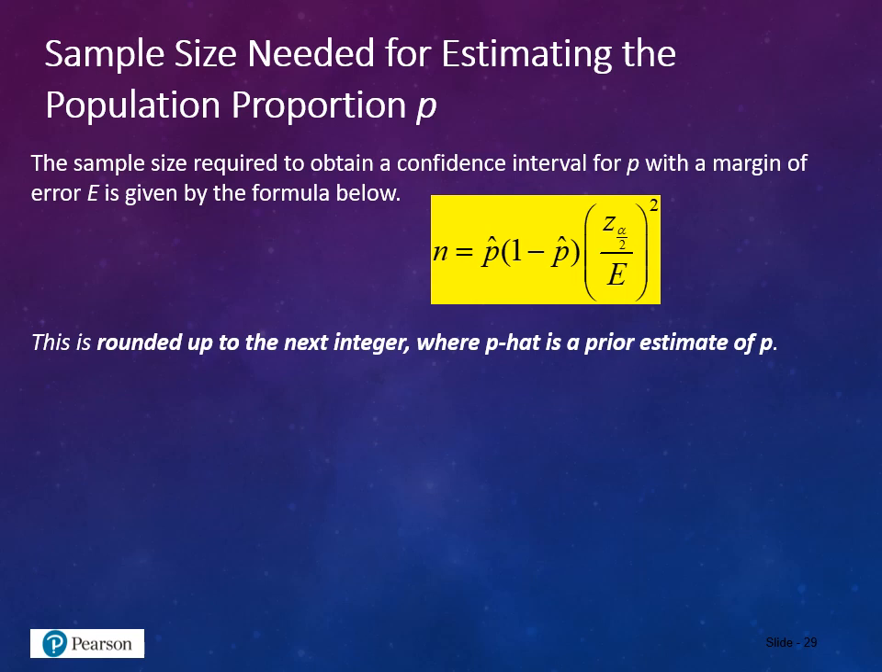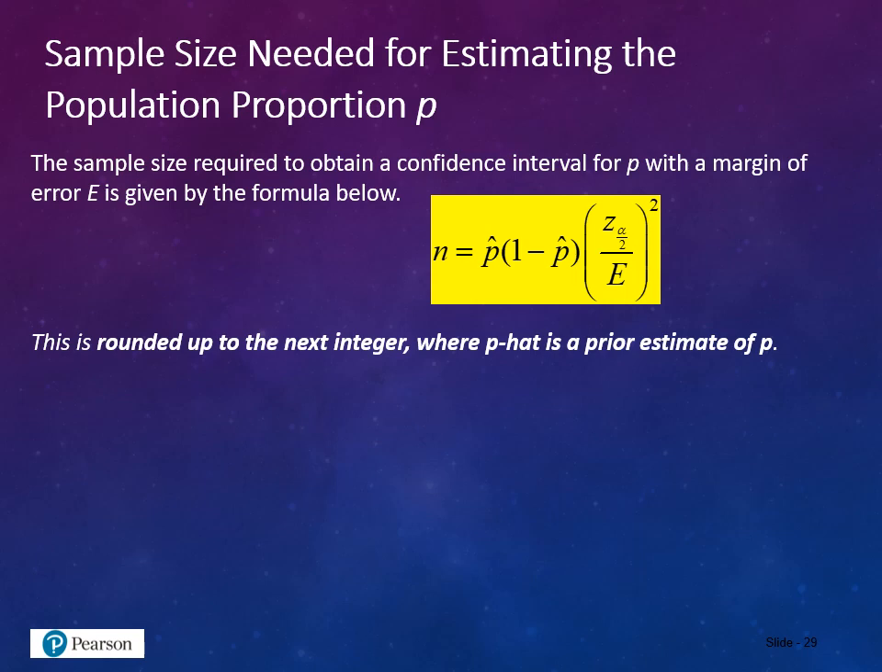The sample size required to obtain a confidence interval for p with a margin of error e is given by the formula below. This is always rounded up to the next integer. Now, this is not normal rounding. Whatever the next integer value is, we go to it. This is not a rounding where you see if the decimal is above or below 0.5. We just simply round to the next whole number.